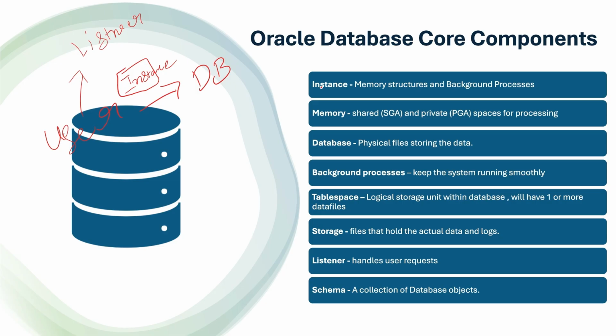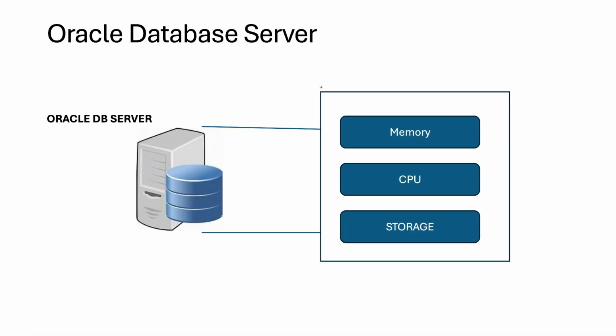So this is how your Oracle database server looks. When I say Oracle database server, it will have memory, CPU, and storage. Storage is where the actual data is stored. CPU and memory combine together to form an instance for your Oracle database. We'll talk deeper about this basic architecture tomorrow: how this works, how the database looks, what the data files are, and the different physical files. All this we will discuss tomorrow.